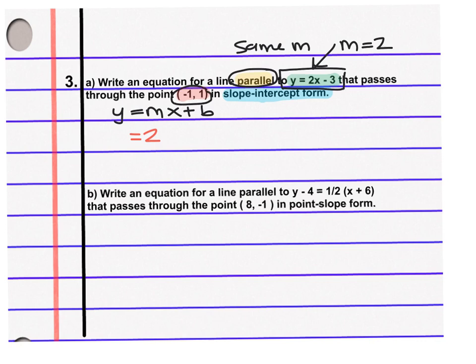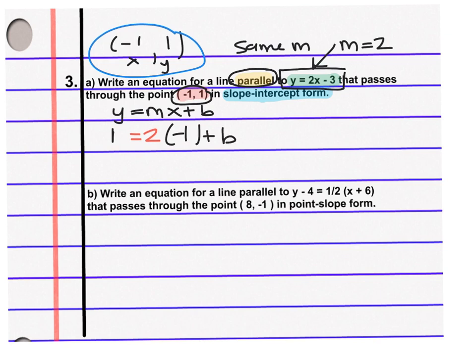Then I'm going to use negative 1, 1 as my point. So negative 1 is the x, positive 1 is the y. So for y, underneath y, I'm going to put a 1. For x, I'm going to put a negative 1, and that came from this point right here. The b I do not know, so I put plus b. Next, I'm going to multiply. I'm trying to find b, so I'm going to multiply. 2 times negative 1, that gives me negative 2. Everything else stays. Now to solve for b, I just add 2, and b is 3.